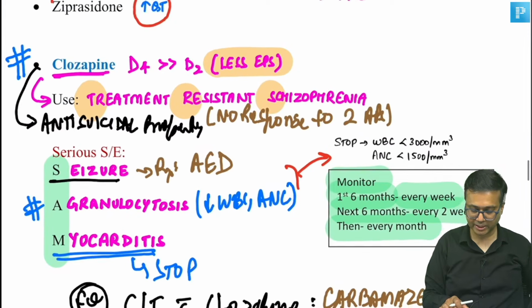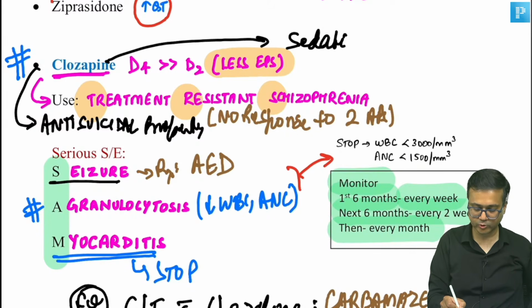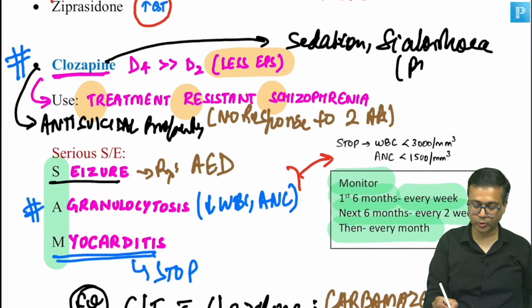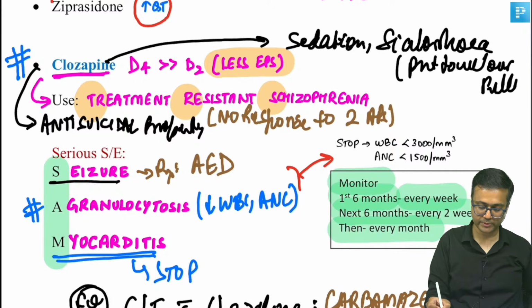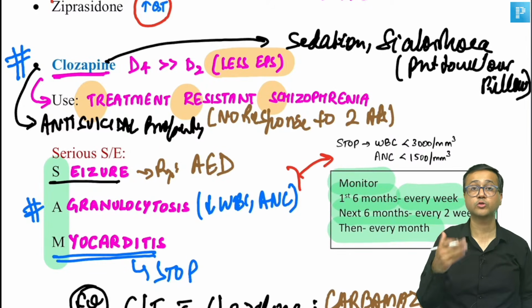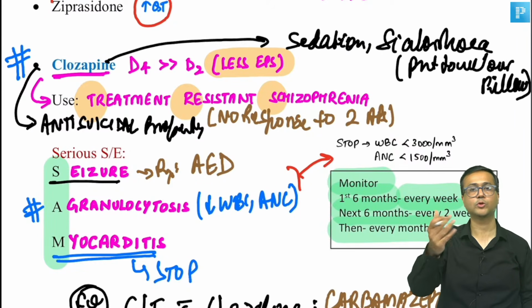Yes, clozapine can also cause some other side effects such as sedation. It can cause sedation, even sialorrhea, remember, excessive salivation. Ask the patient to put a towel over the pillow before sleeping. So the patient says, sir, my pillow is all wet when I wake up. This is because of decreased swallowing. So one practical step is to ask the patient to put a towel over the pillow.